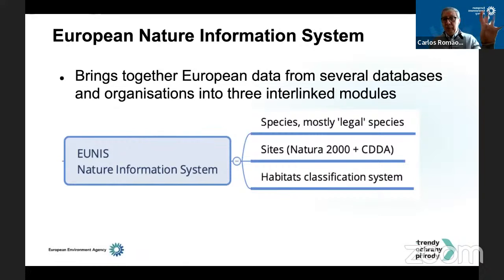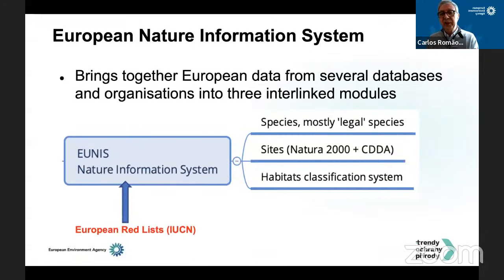So I've looked at the EU reporting obligations and the data we get through EIONET, and this is the third collection of data we do on this European Nature Information System that we call EUNIS, where we have different modules. Species: we are mostly collecting data on species that are covered by legislation. It collects and brings together the sites from Natura 2000 and the CDDA. We are also developing and maintaining a habitat classification system which is pan-European, covers all Europe, and is regularly revised when there is new information.